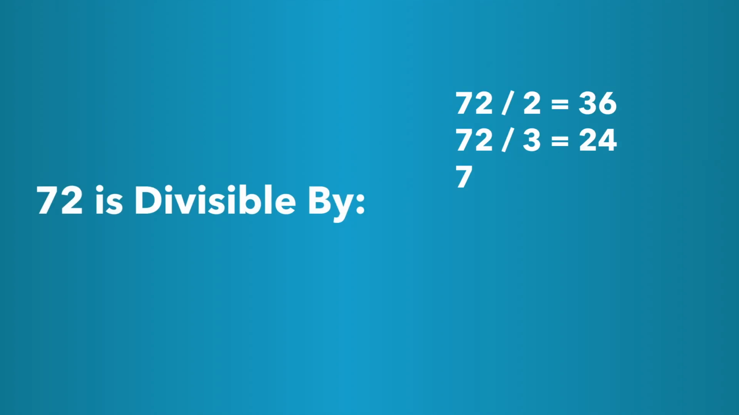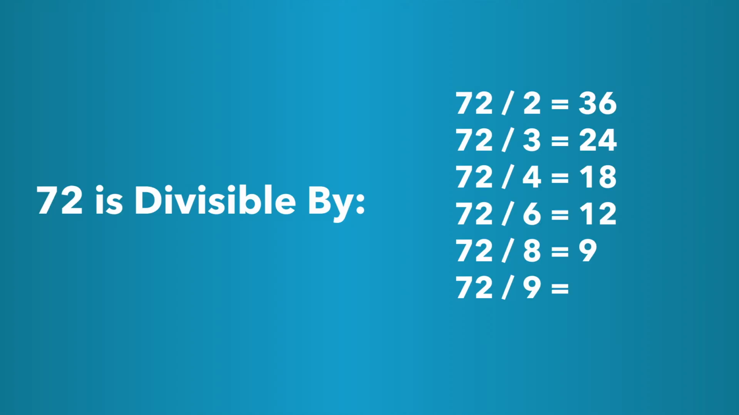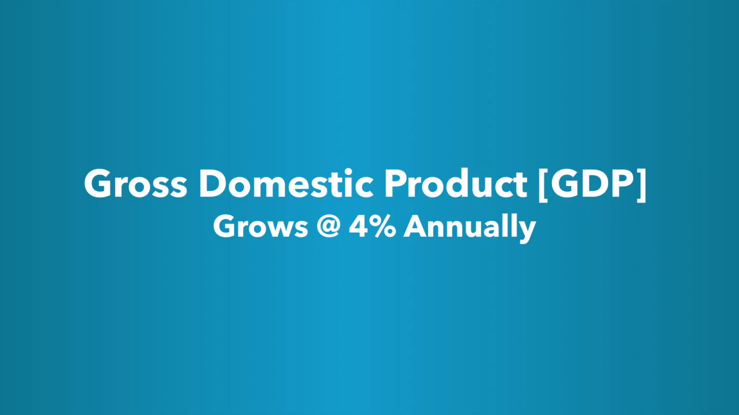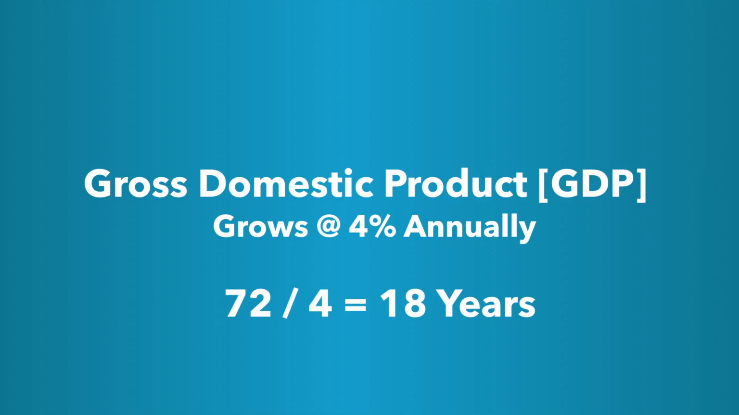Conveniently, 72 is divisible by 2, 3, 4, 6, 8, 9, and 12, making the calculation even simpler. The unit does not necessarily have to be money. The rule could apply to anything that grows, such as population. If gross domestic product, or GDP, grows at 4% annually, the economy will be expected to double in 72 divided by 4 to equal 18 years.